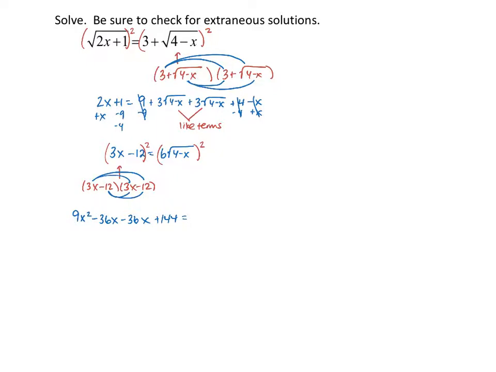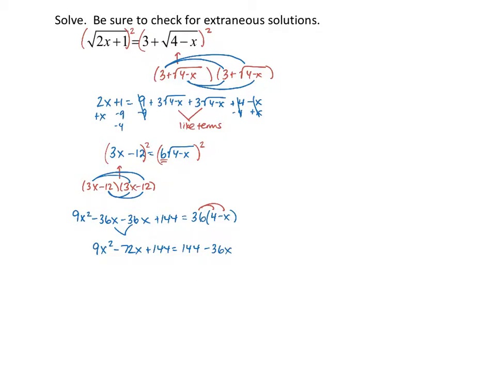On the right-hand side, when we square the square root, that will cancel out. Be sure to also square the 6. So 6 squared is 36. The square root squared is now just 4 minus x. Let's go ahead and distribute here on the right-hand side and combine like terms on the left. So we have 9x squared minus 72x plus 144. Distributing 36 times 4 is 144 minus 36x.